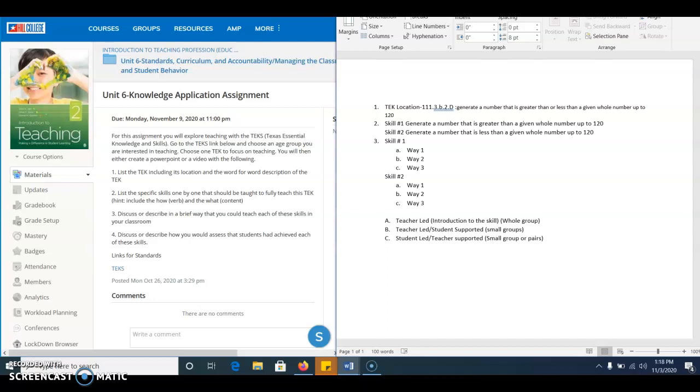So I would have an activity that fell into all of those things that supported that skill. So I think of a 100% teacher-led activity that would help students learn to generate a number that is greater than a given whole number, that presents that material. A second activity where the teacher is still leading and guiding, but the students are supporting it. And then the third activity would be students working together to make sure that they're solving the answers.